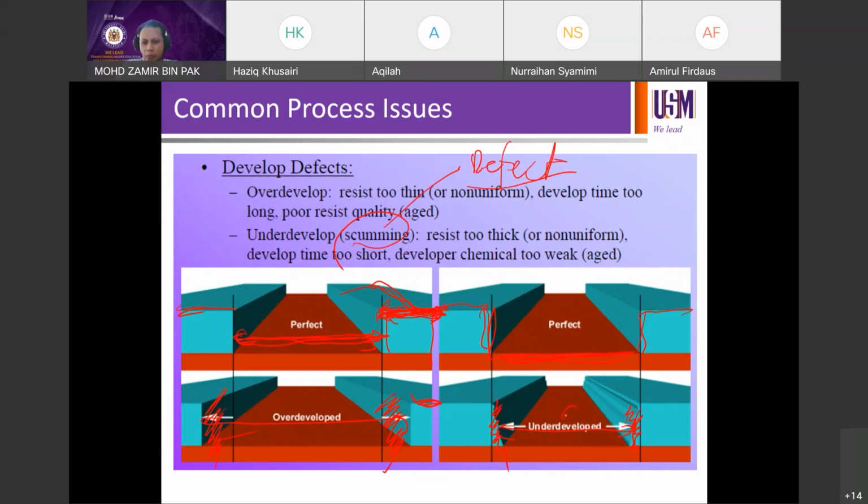Dia mungkin tiba-tiba you ada tumpuk kat sini. Some resist patches not removed. We call that scumming as well. So due to something to be identified, we have scumming on the wafers. Okay, we have resist scumming. Not developed, not well exposed, or thickness not uniform, patchy here and there, or defects.